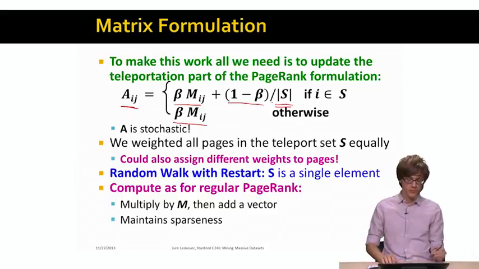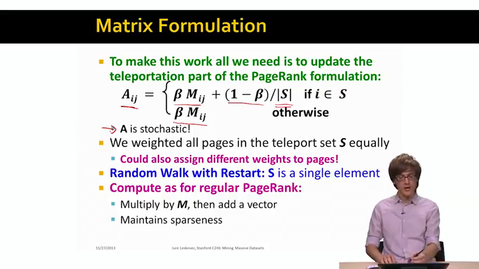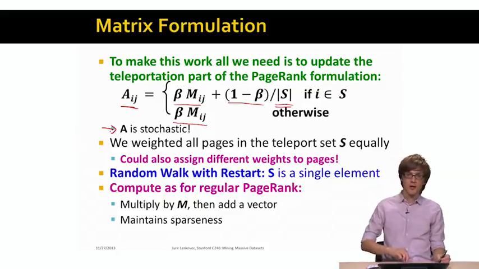And everything still works. A is still stochastic, power iteration still works, our PageRank algorithm still works, everything is good, just our matrix A is now a bit different. Of course, here, for example, we are assuming that when a random walker jumps into the teleport set, they jump uniformly at random into any of the pages in the teleport set.